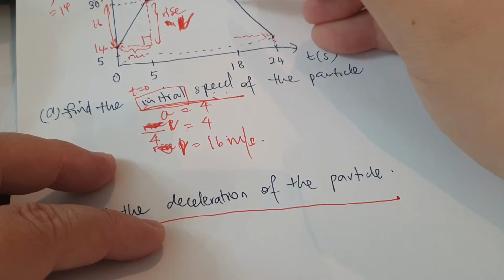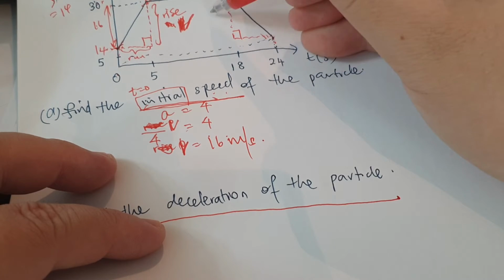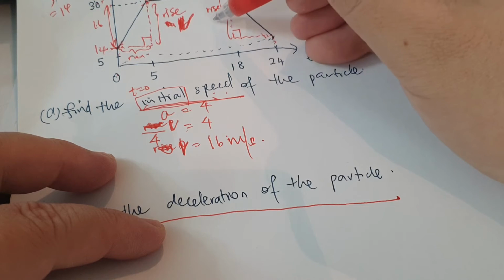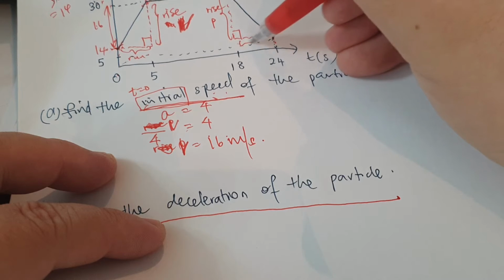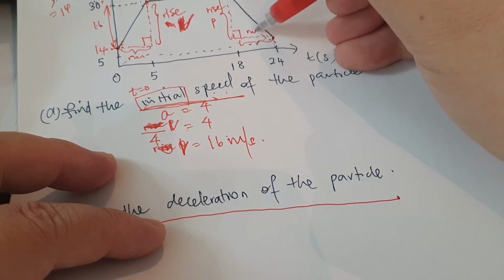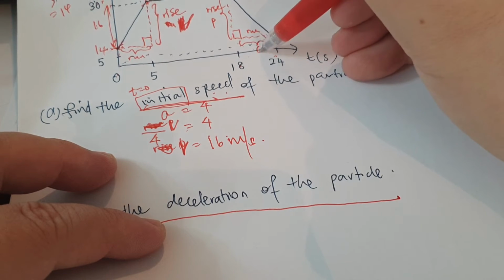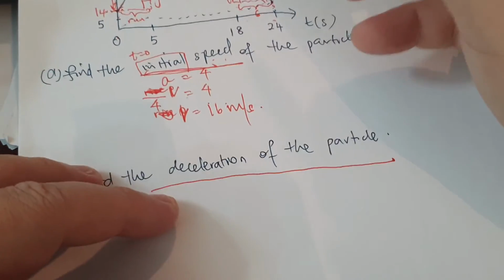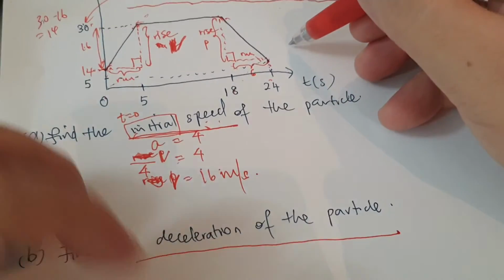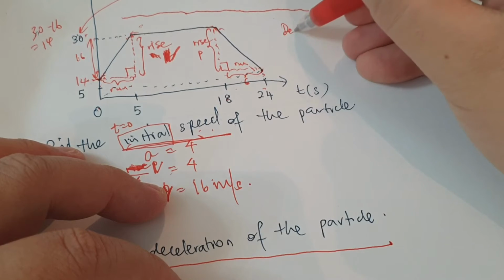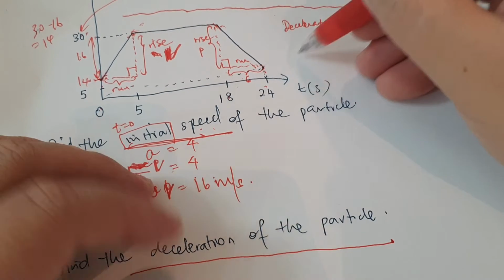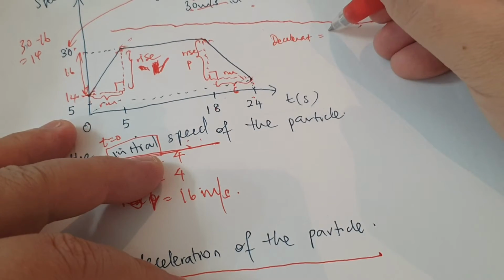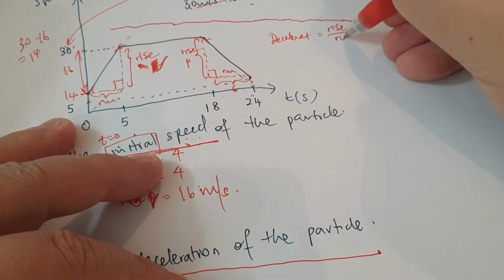Draw a right angle triangle. Then this is your rise. You can call it whatever, now we call it P. The run is 24 minus this 6. We want to find the deceleration, which they didn't tell us. So we know it's rise over run.